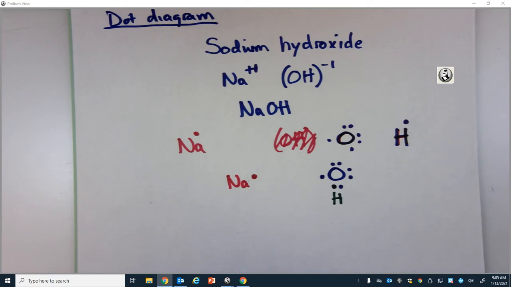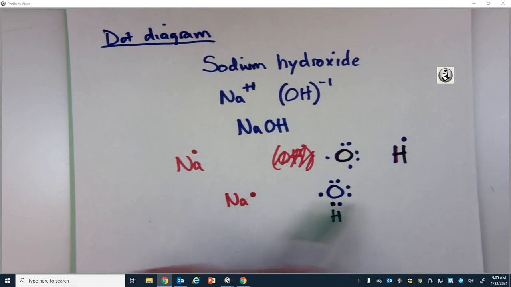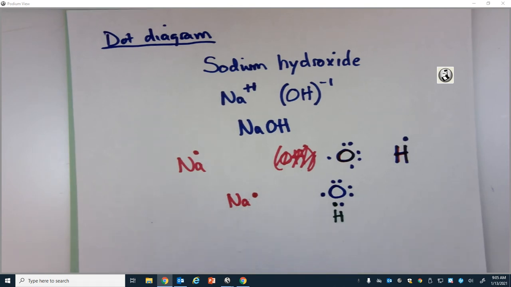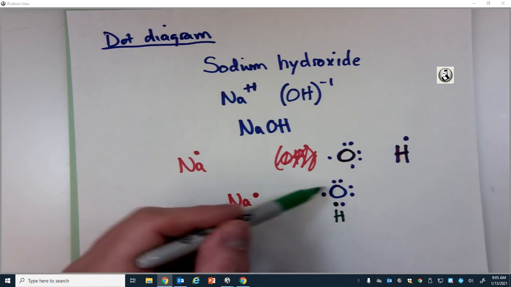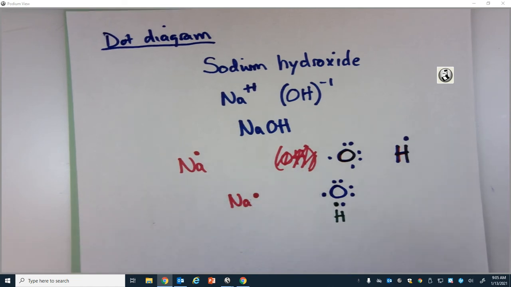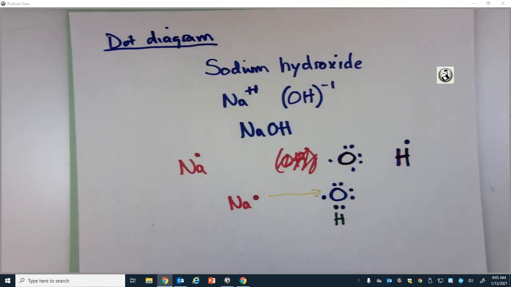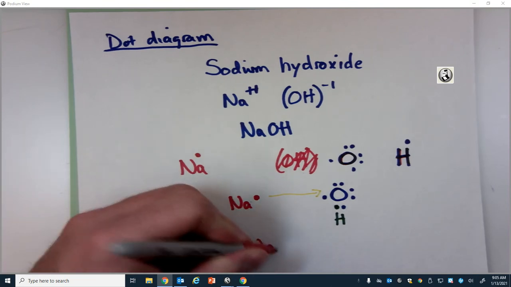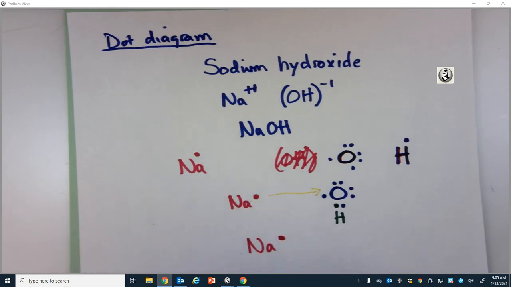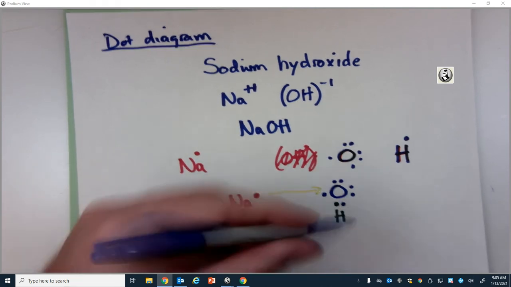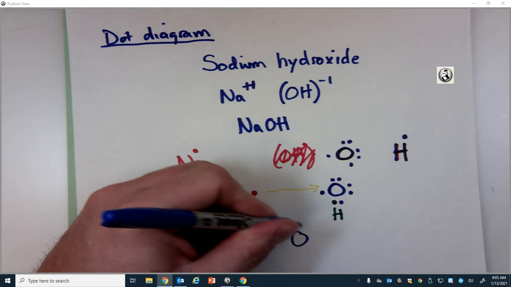Now for this thing to form a compound, there has to be a transfer of electrons, because you have sodium with 1 and you have oxygen in this case with 7. So we actually get a transfer of electrons from the sodium to the hydroxide particle. Let's see here. If we go sodium with its dot, we're going to go oxygen with its 6.